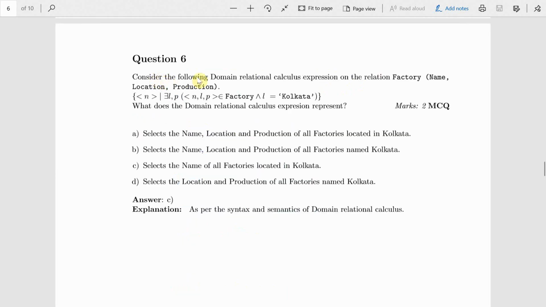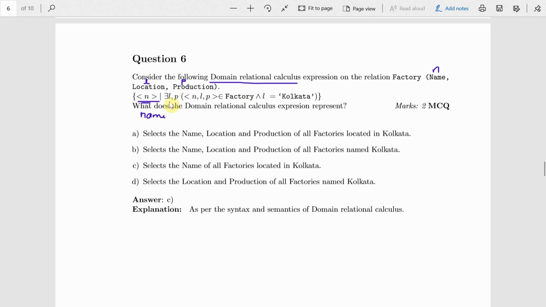Question number 6. Consider the following domain relational calculus. It is given on the relation factory: name, location, product. What is given? It is selecting n. Say in factory n is name, assume L is location, P is production. What we want in the output? N we want in the output. Means it is selecting the name of the factory in the output.